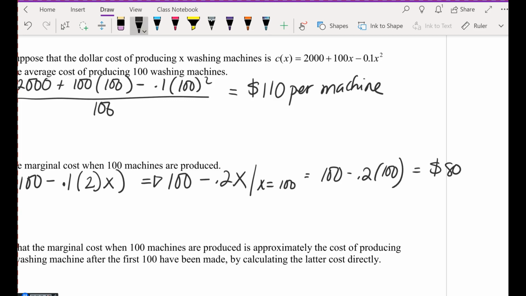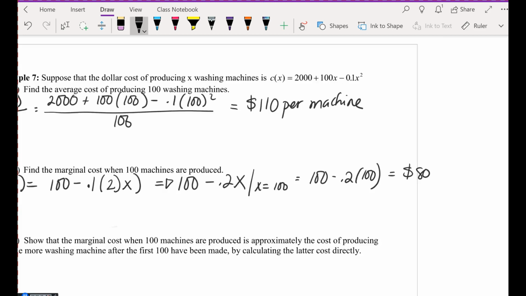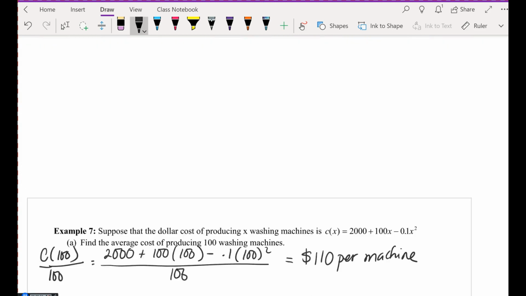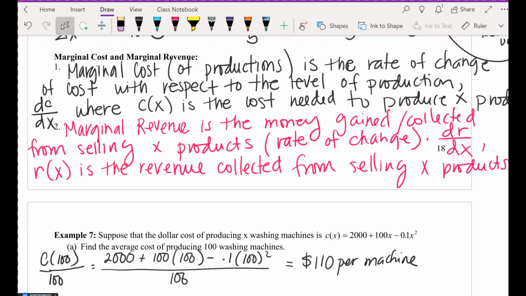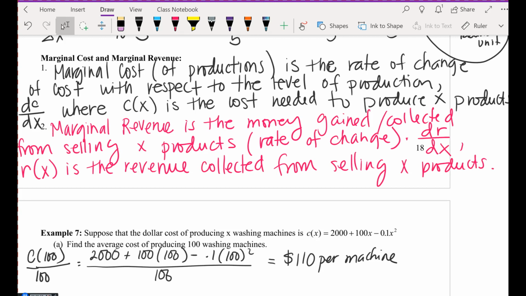But what does it mean? That's the 100th machine. No, it's not the hundredth machine. Your marginal cost. Marginal cost is the derivative. It's the cost needed to produce one more. Think about instantaneous, 101. So this is the cost of producing the 101st machine.